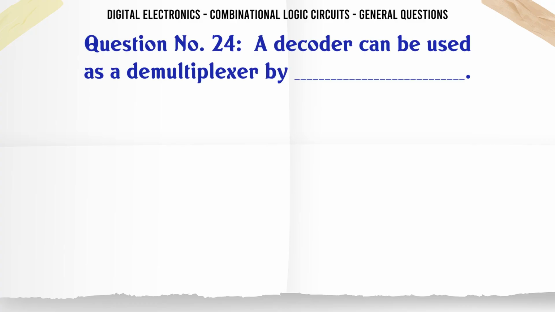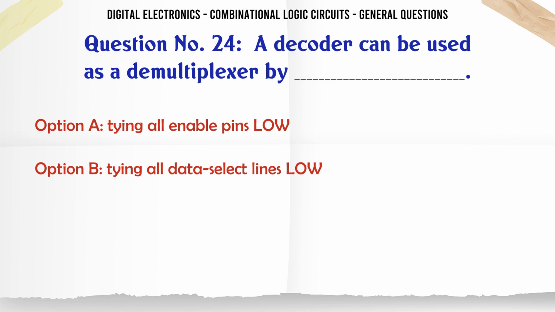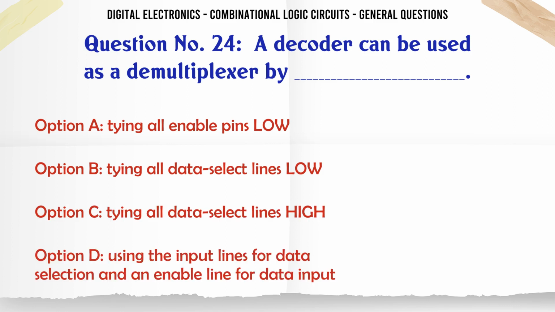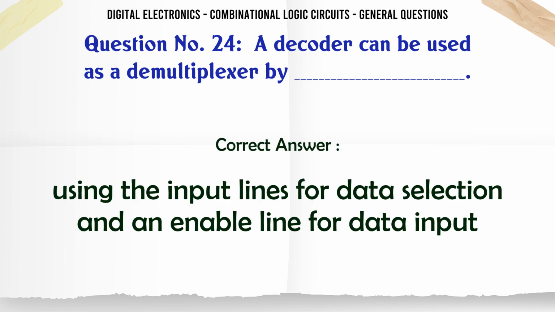A decoder can be used as a demultiplexer by A. Tying all enable pins low, B. Tying all data select lines low, C. Tying all data select lines high, D. Using the input lines for data selection and an enable line for data input. The correct answer is using the input lines for data selection and an enable line for data input.